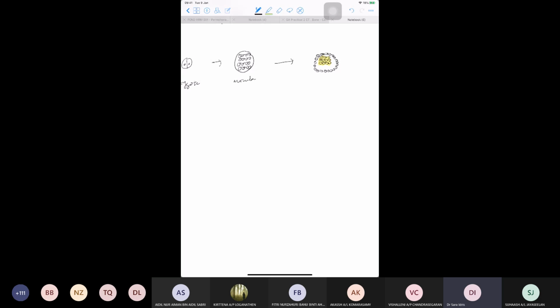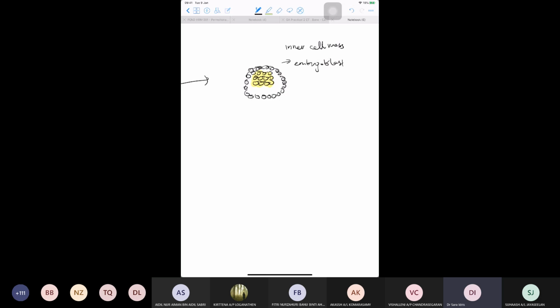The one on the inside here is known as the inner cell mass. The inner cell mass is going to be the embryoblast. This embryoblast will eventually give rise to the embryo. So every one of us is going to derive from this inner cell mass, right? All of our cells were once originally from the inner cell mass.